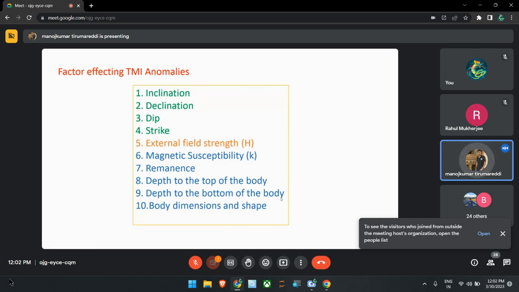The bottom of the body controls the anomaly pattern, because that second pole effect will come into the TMI anomaly patterns, as we saw on the last slide. And body dimensions: as we discussed about dikes, in dikes we don't get edge effects because the strike is infinite. If it is a three-dimensional body, we will get edge effects also. So accordingly, amplitudes will decrease.